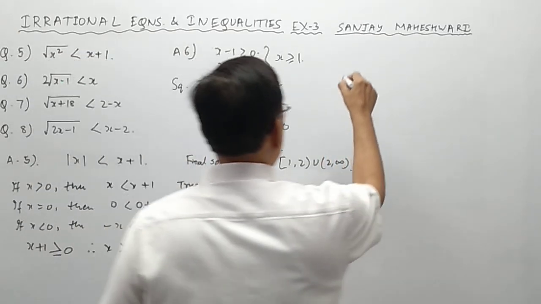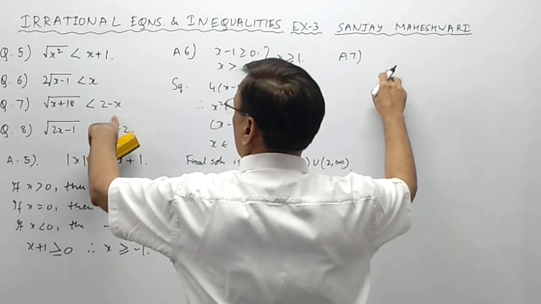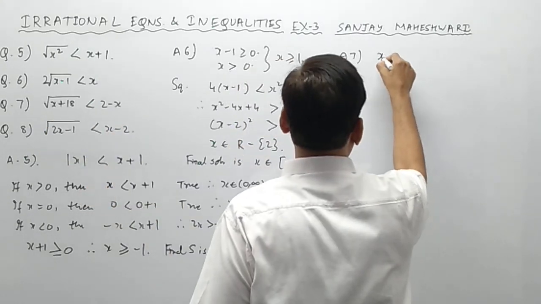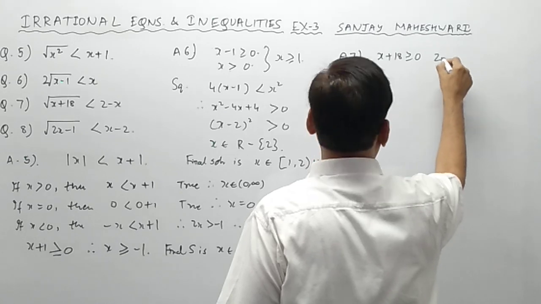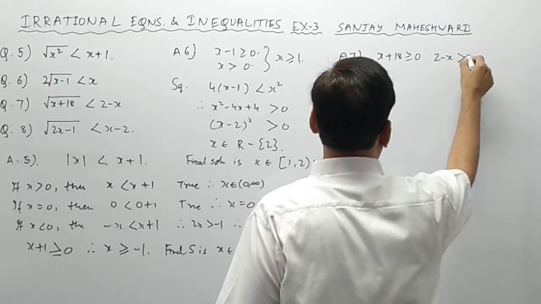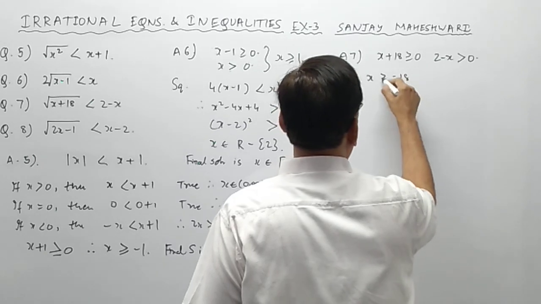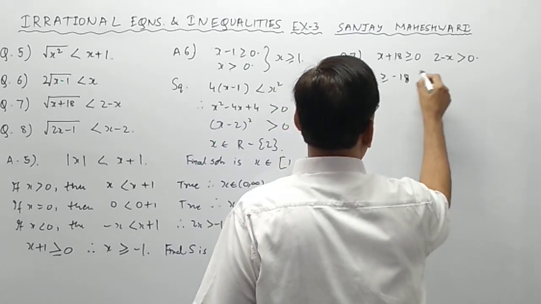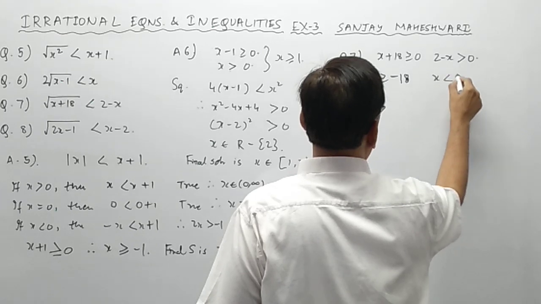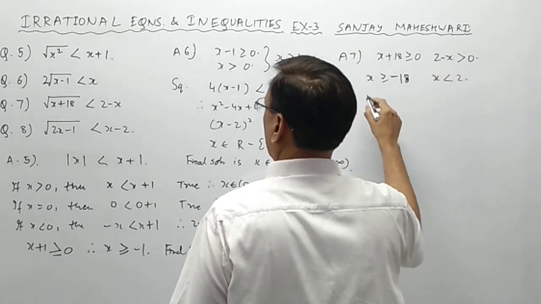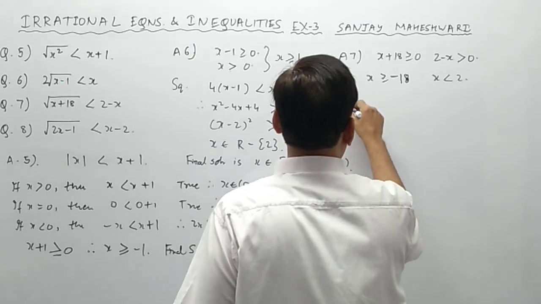Question number 7, you can see this side is positive, so this side should also be positive. Condition number 1, condition number 2. Therefore, x should be greater than equal to minus 18, and x should be less than 2. So let us start. This side is positive, so this side should also be positive.